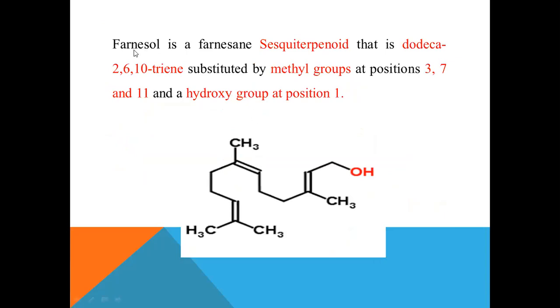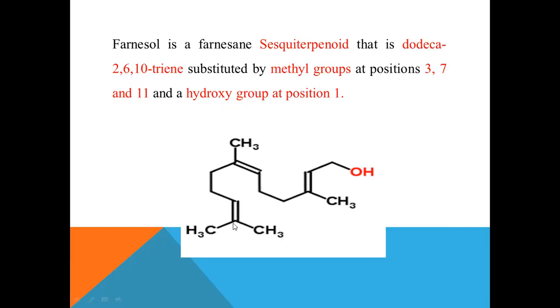Based on those particular reactions, we can give this particular structure for farnesol. Thus, we can say that farnesol is a farnesene sesquiterpenoid, that is dodeca 2,6,10 triene, substituted by methyl groups at positions 3, 7 and 11 and a hydroxy group at position 1. So, dodeca, so 12 carbon atoms are present in the straight chain. In between, there are 3 double bonds at the second position, 6th position and 10th position.